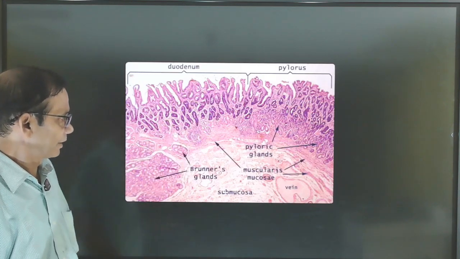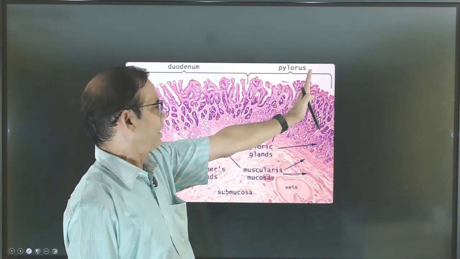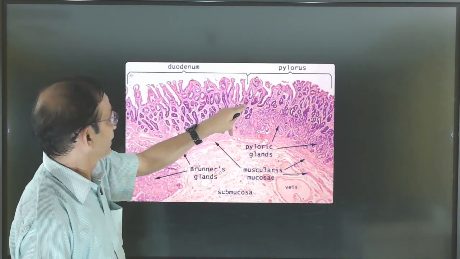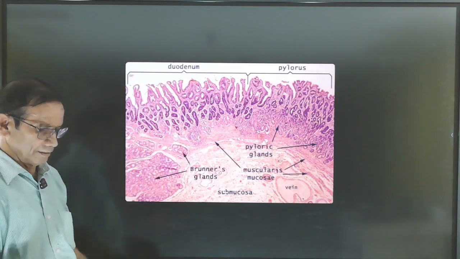So here, this is the pylorus, that means the pyloric end of the stomach, and this is the point of joining where the pyloric sphincter is present, and this is the duodenum part where the Brunner's glands are present.